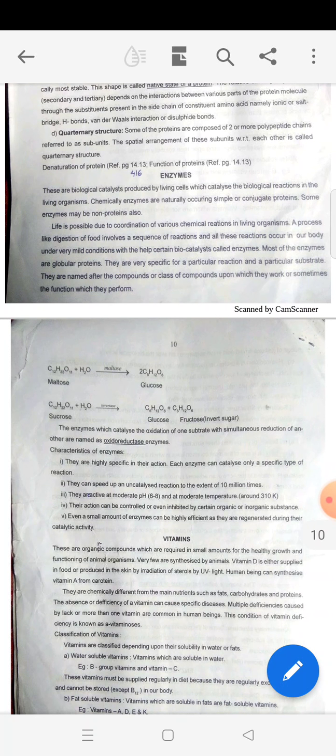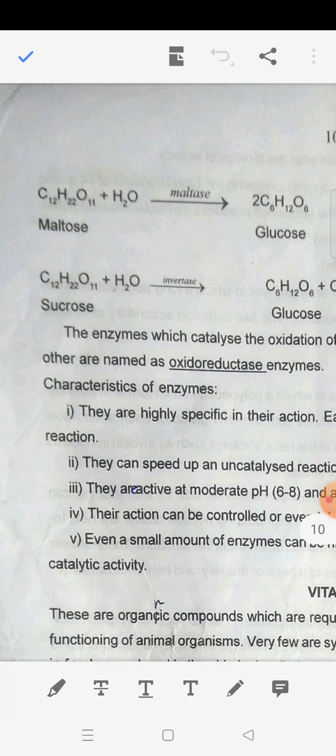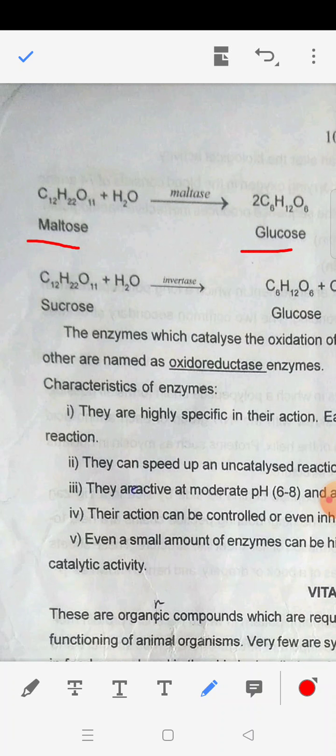So there are two ways enzymes are named. One is the substrate on which they act, or the function which they perform. You can see there are some examples. Here you see maltose. When hydrolyzed, it gives you glucose, and the enzyme which is used here is called maltase. Most of the enzymes have names ending with ase. So how is it named? It is named the way it is acting on the substrate.